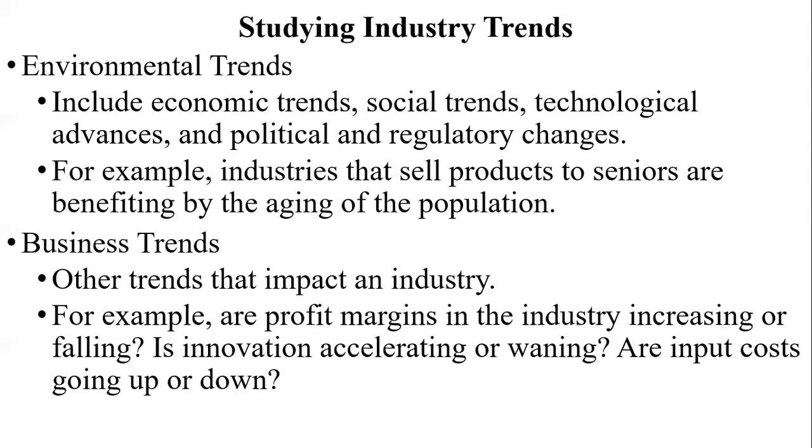Another example is that industries that sell products to seniors are benefiting from the aging of the population. So if you target to enter into a particular industry that is densely populated by senior members, then churning out goods and services that target such an aged population is recommended, in the sense that their services are in higher demand. And the demand for products for the aged is also on the higher side.